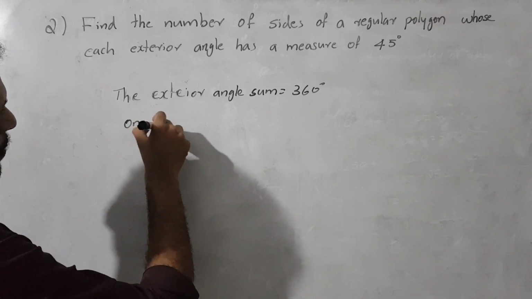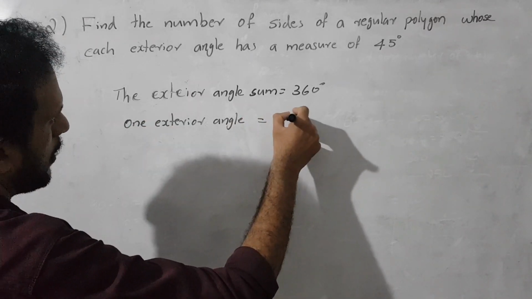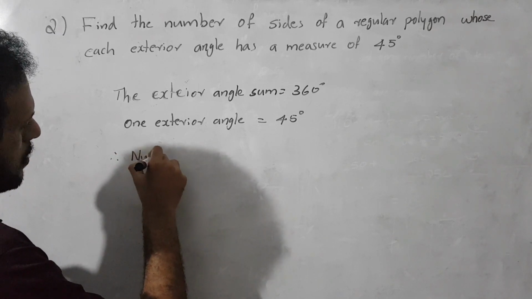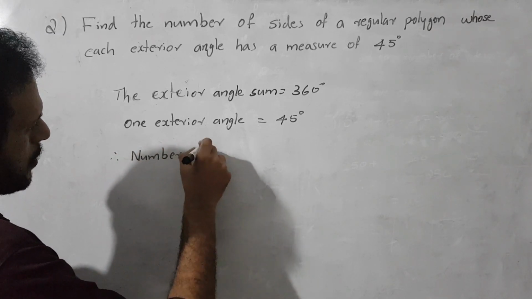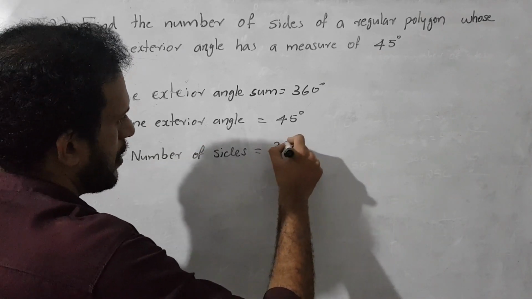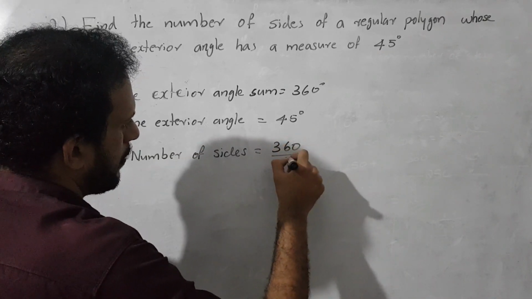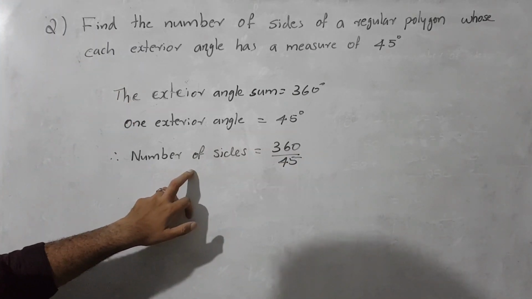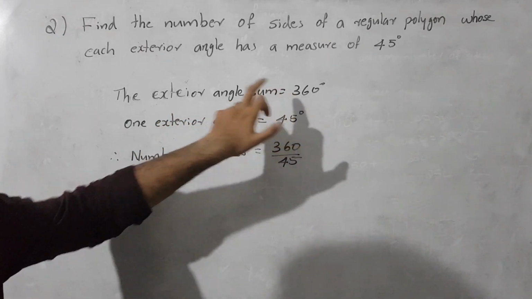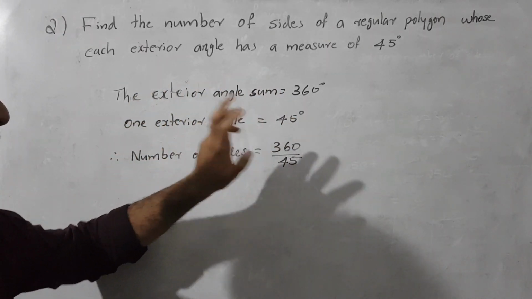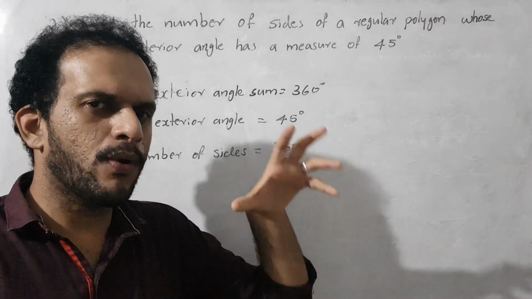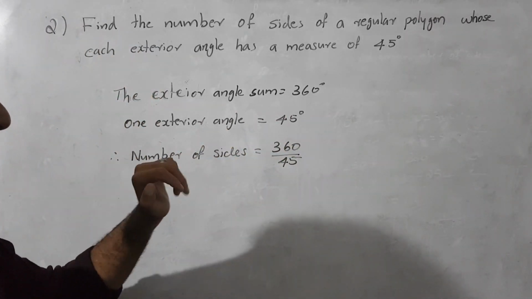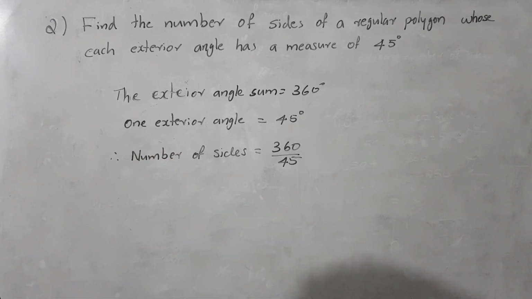One exterior angle measurement is equal to 45 degree. Therefore, number of sides is equal to 360 divided by 45. Correct? So the number of sides is equal to the number of exterior angles. We know the total angle sum of exterior angles. We know one exterior angle measurement. Then it is possible to find out the number of exterior angles. That number of exterior angles is the same as the number of sides. Then 360 divided by 45.